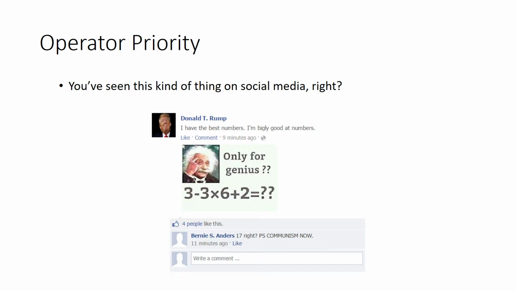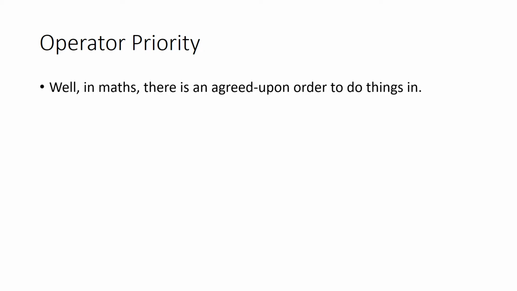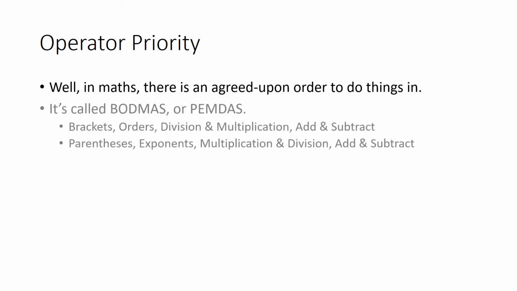So I'm sure you've all seen examples of this kind of thing on social media. Only for geniuses, this kind of thing that tries to make you feel smart or stupid. So that's based on the idea of operator priority. So in math, there is an agreed upon order to do things in, and it is only an agreement. There's no reason why we couldn't do things in a different order. Well, perhaps the reason is that it might be a bit harder to work things out sometimes, but it's just a convention. And it's called BODMAS or PEMDAS or some other names as well in different countries.